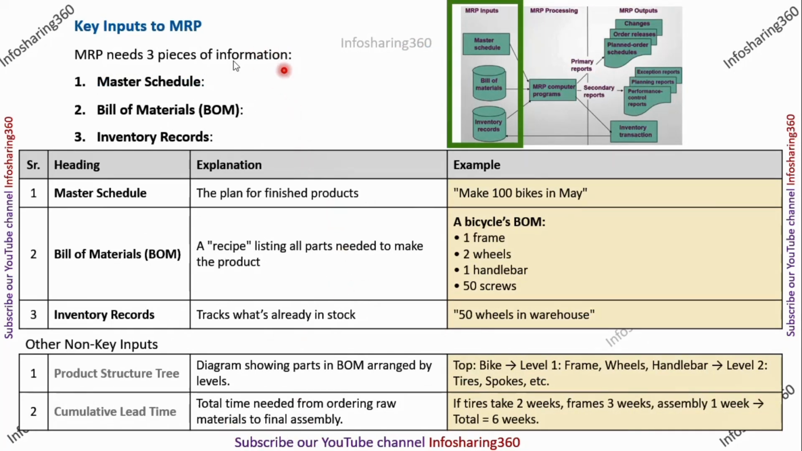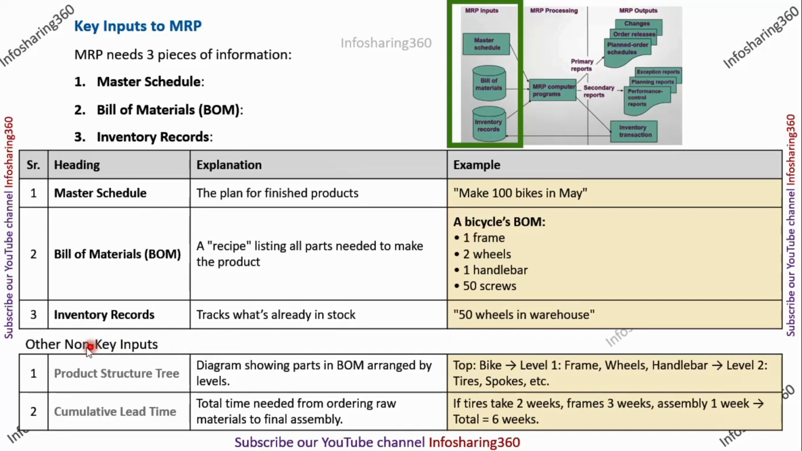Next, we have material requirements planning, which requires three essential inputs to function. First, master schedule, the production plan specifying what finished products to manufacture and their completion dates. Second, bill of materials, a comprehensive list of all components, parts, and materials required to assemble each finished product. Third, inventory records, real time tracking of all materials and components currently available in stock.